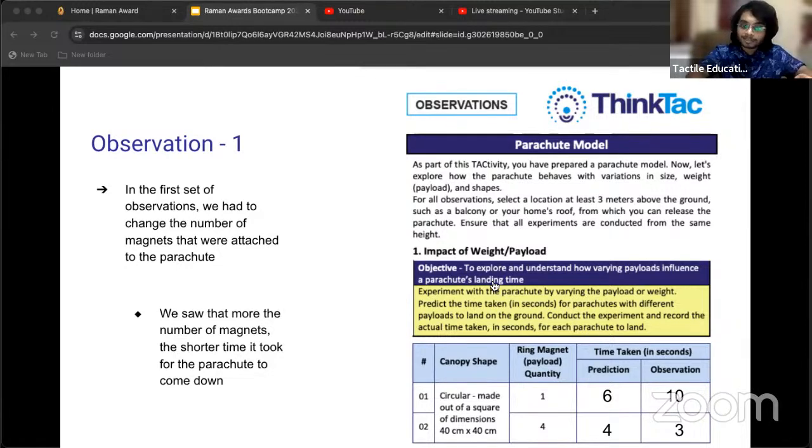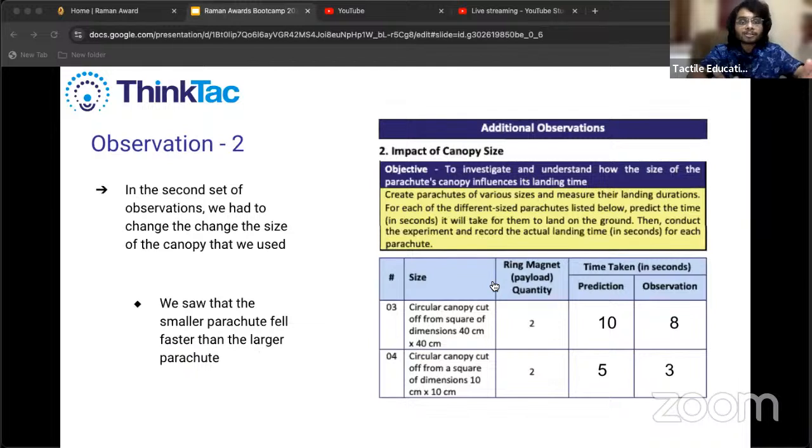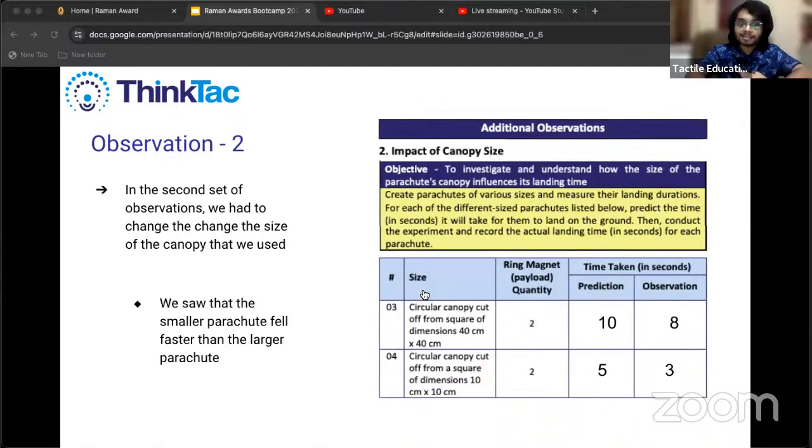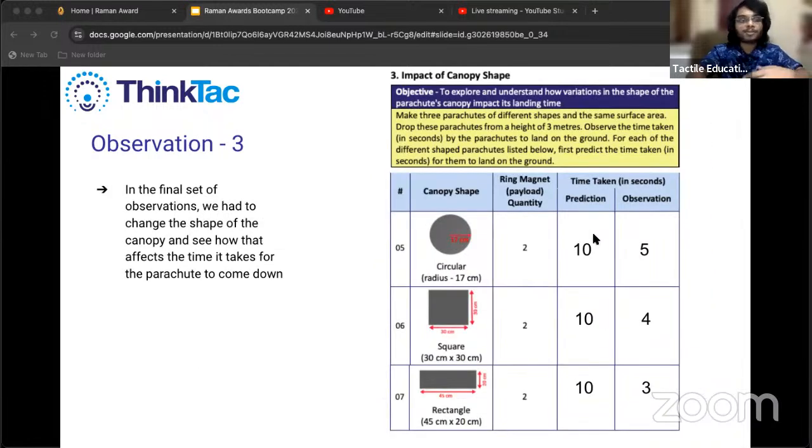What are the other observations that we can make? We can also try to change the size, like I had mentioned. You can make a 10 by 10 parachute. You can make a 30 by 30 parachute. You can make parachutes of different shapes, which is also a set of observations that you can try. You can make a square parachute, a rectangular parachute. And what you'll notice is that when you change the size of the parachute, when you reduce the size of the parachute, the smaller parachute falls faster than the larger parachute. And when you try with different shapes, you'll find interesting results for each shape.